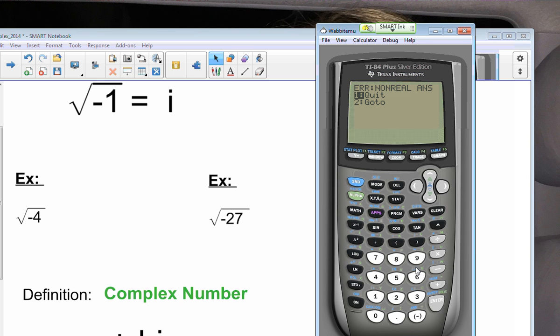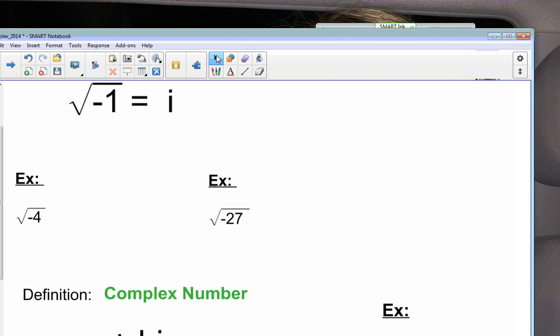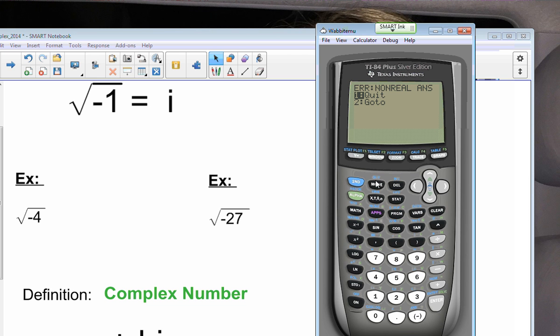And we knew that. But if I change the mode of my calculator to what you should have done, which is down here, to a plus bi, that is called the imaginary or complex mode. And now, if I do the square root of negative 4, and you should try this on your calculator, it's going to give us an answer. Let me show you why the answer is 2i.